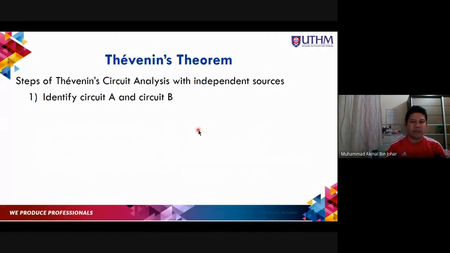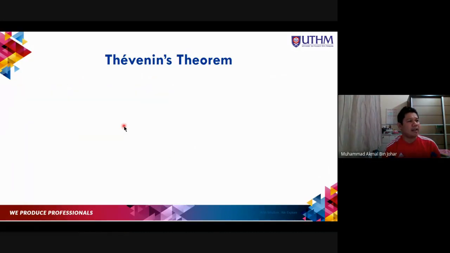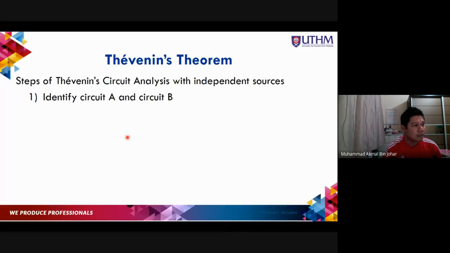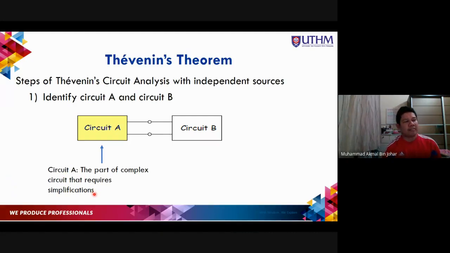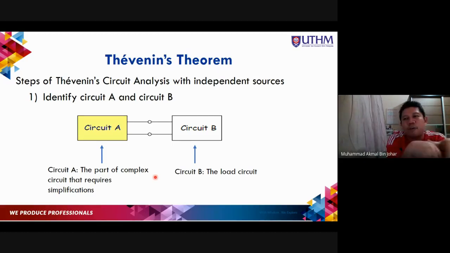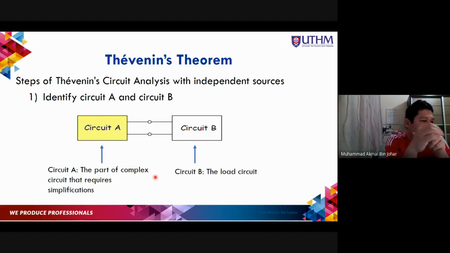What does it mean by circuit A and circuit B? Circuit A and circuit B itu sebenarnya adalah part of complex circuit that requires simplification. That is the circuit A. Okay, circuit A adalah parts yang akan kita simplifikan dia punya circuit. Manakala circuit B itu adalah loading dia ataupun dia punya beban kepada litar tersebut. Beban kepada litar tersebut sebagai contoh your handphone. Your handphone, the monitor is your load of your overall handphone. We can say that, as one of the beban. Okay.